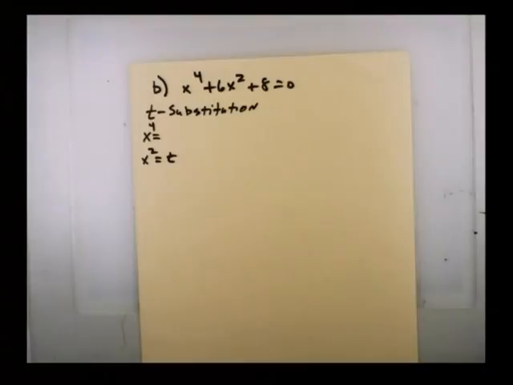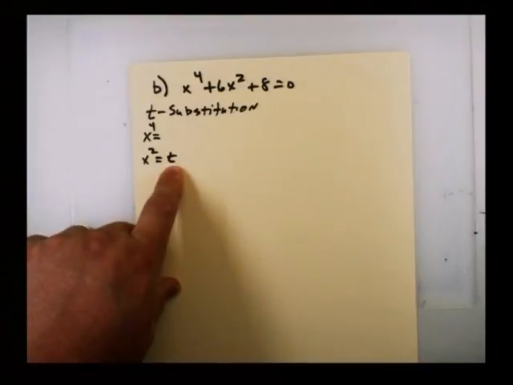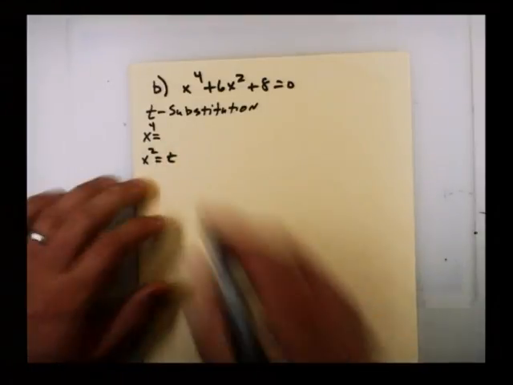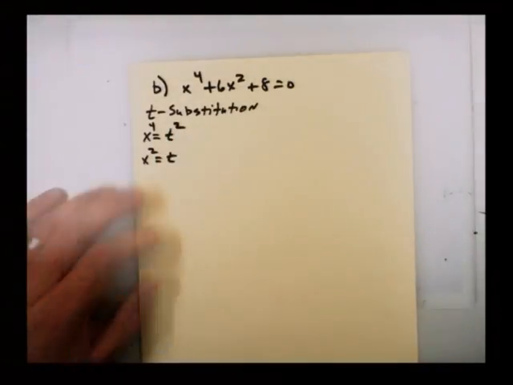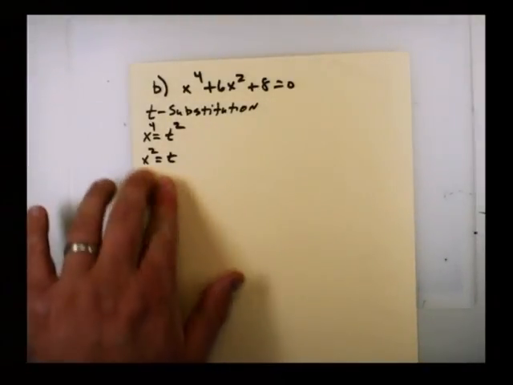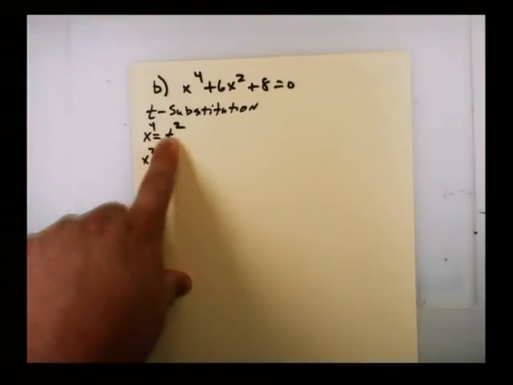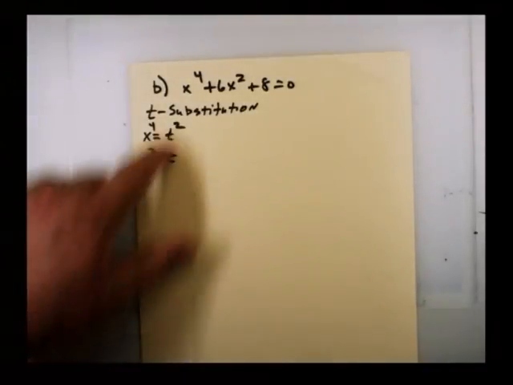Now, question to you guys. What would I have to do to x squared to get to x to the fourth? Well, with that, I have to do that same thing to t. What do I have to do to t to get to the x to the fourth? I'd have to square t also. So if I square both sides, x squared gives me x to the fourth, t squared gives me t squared. Let's use that and substitute that back in.